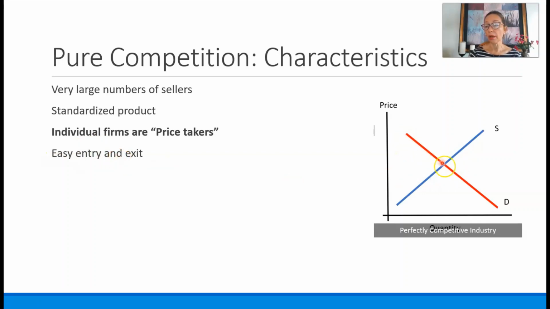Now, I want you to recall our demand curve and our supply curve. Remember, we talked about how perfect competition gives us maximum consumer surplus and maximum producer surplus. So I just want you to keep that in your memory banks because we will be pulling on that concept later on.